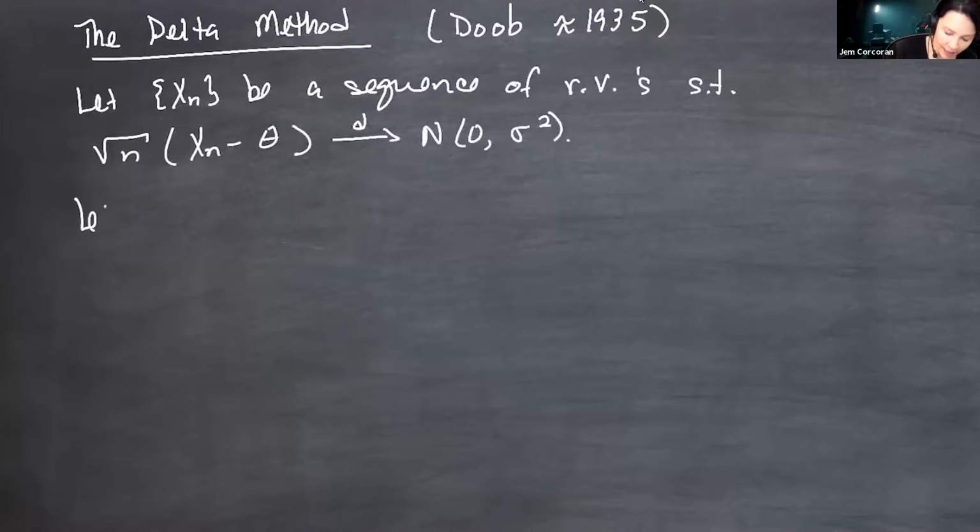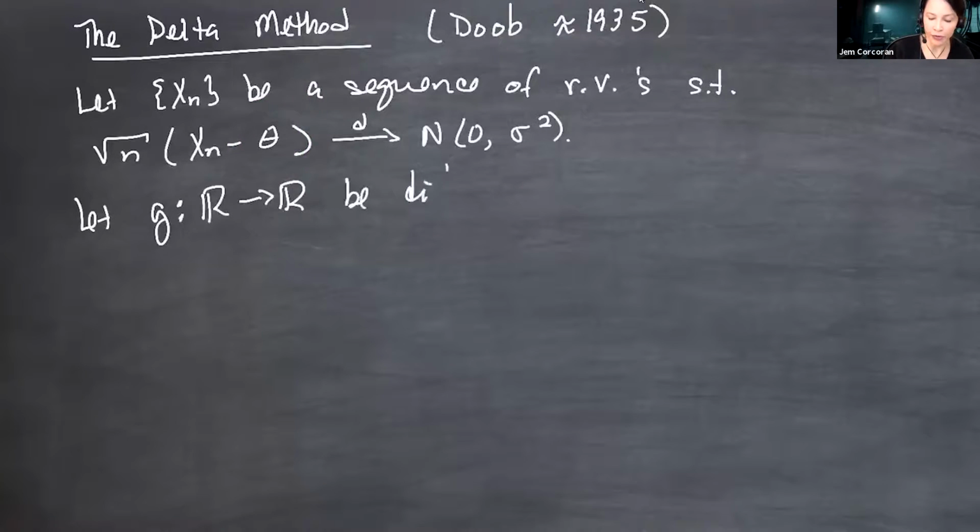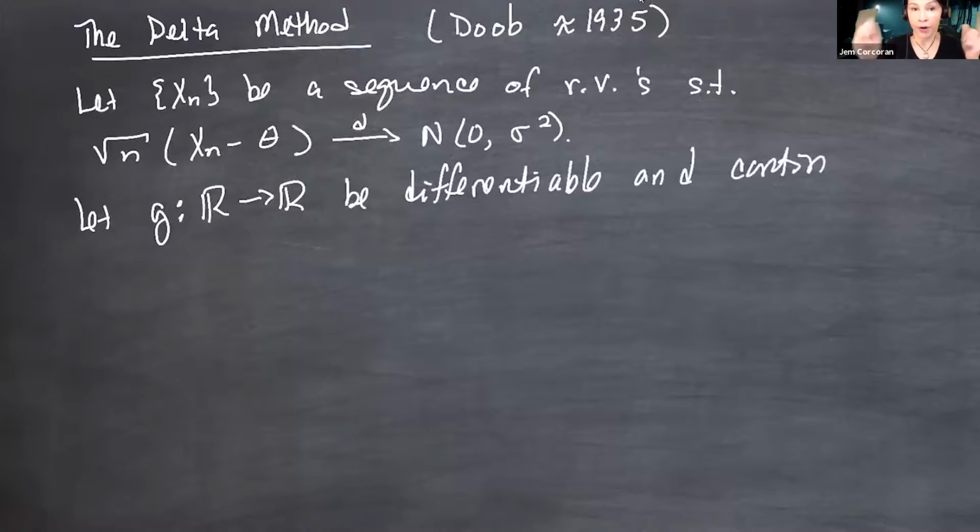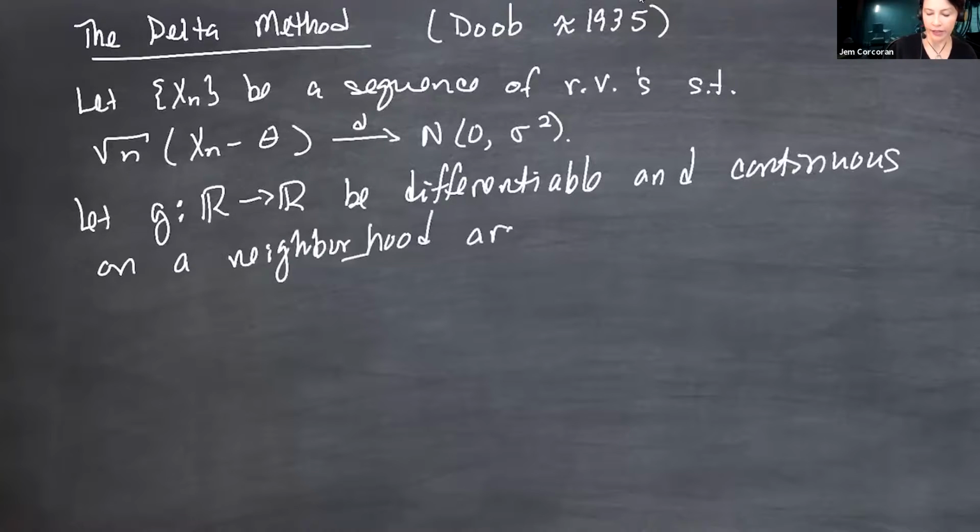And then we're going to let g be a function that takes reals and spits out reals. And we want this to be continuously differentiable. We want it to be differentiable and continuous on a neighborhood containing this theta, which is a fixed value. So be differentiable and continuous on a neighborhood around theta. Okay, and we also need that g prime of theta is not 0.